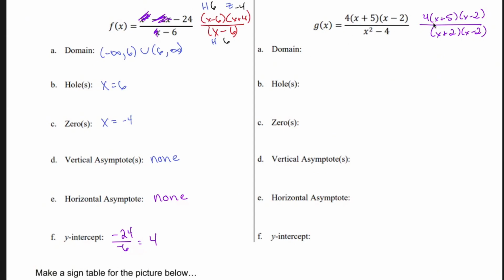The domain is, well, first off, let's find our magic numbers first. You're negative 5, you're 2, you're negative 2, and you're 2. So we are not allowed to use negative 2, and we are not allowed to use regular 2 to plug in. So my domain is going to be from negative infinity to negative 2, union, from negative 2 to regular 2, union, and from 2 to infinity.